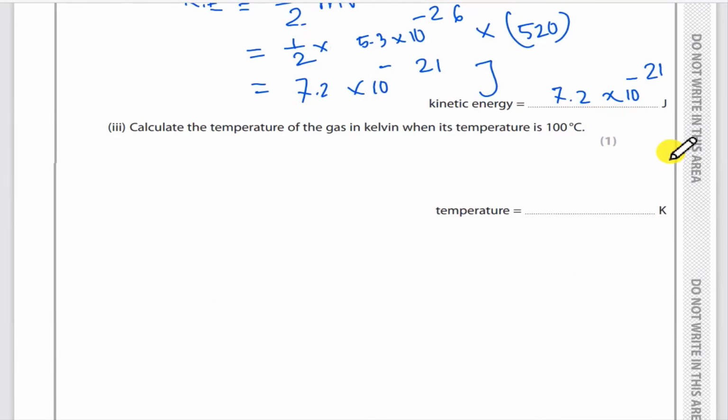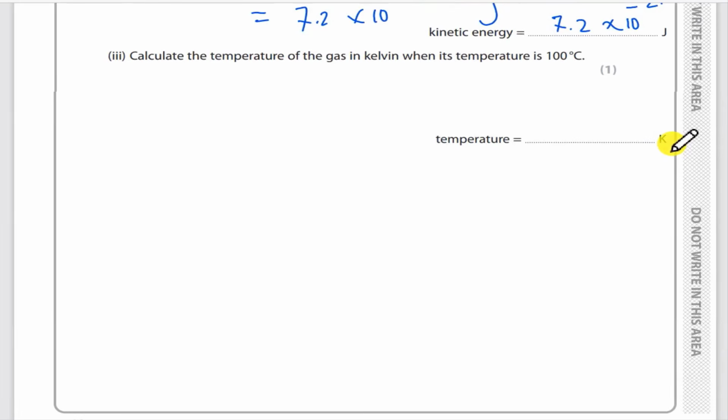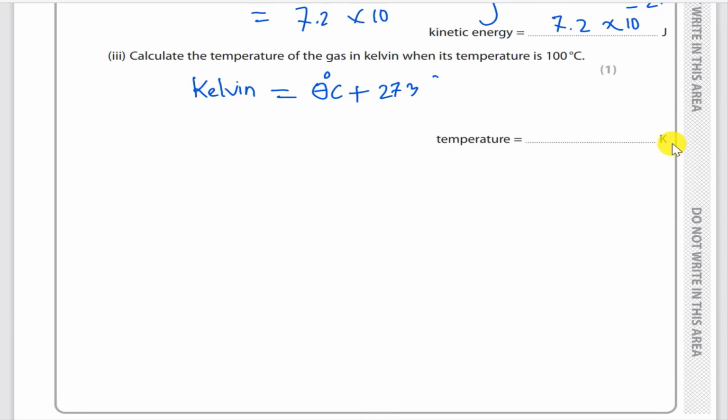Calculate the temperature of the gas in Kelvin when its temperature is 100 degrees Celsius. So we have to convert it into Kelvin. Kelvin equals theta degrees Celsius plus 273. This is the formula. So 100 plus 273, 373 Kelvin.